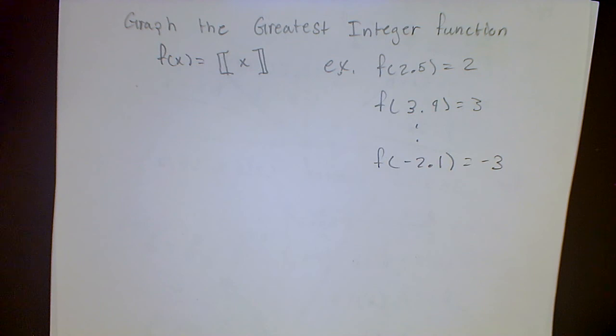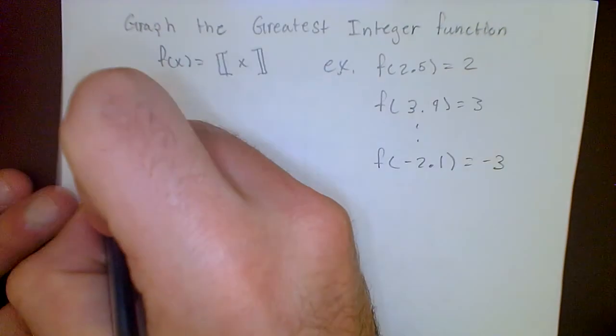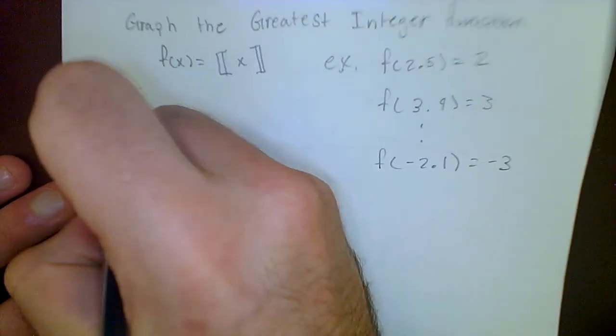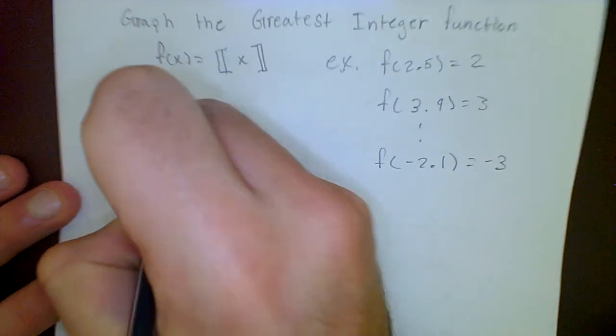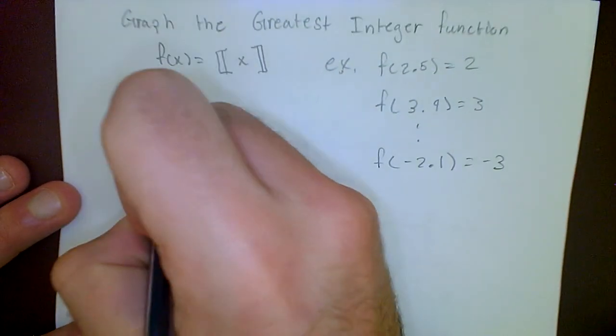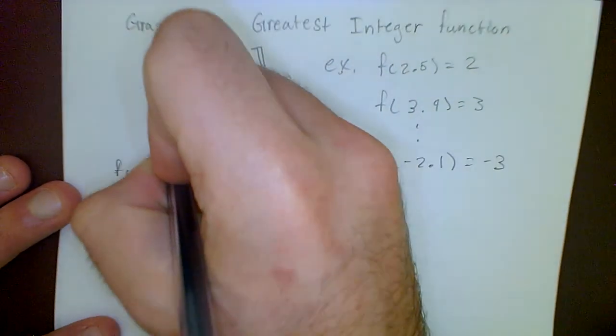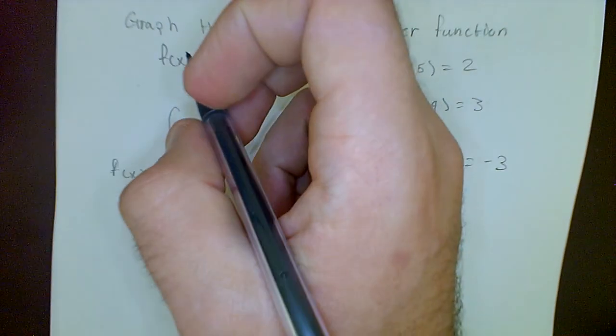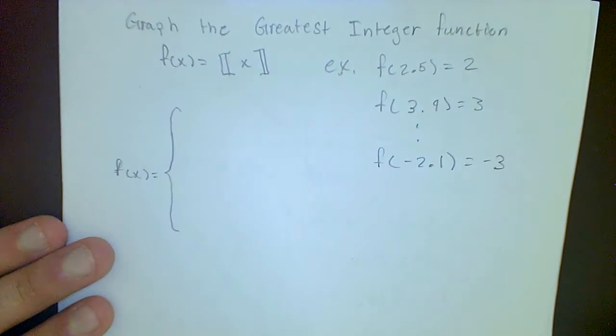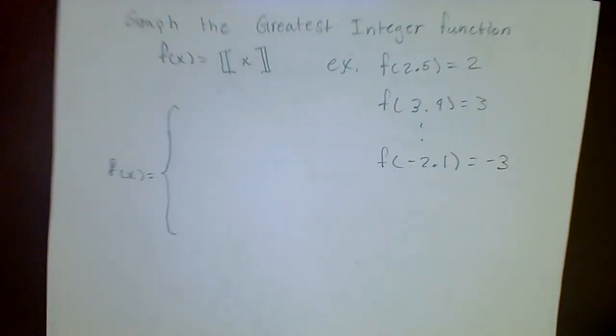Right, so we need to figure out how to define this piecewise. So it's actually going to be, there's infinitely many turning points. So f of x, I'm just going to draw this curly bracket. We're going to use dot dot dot notation to mean infinitely many.